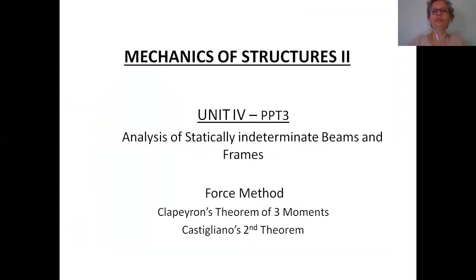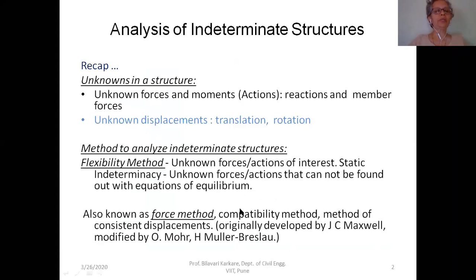So today we are going to start with the actual problems. It's unit 4, as you remember. In the recap, we have unknowns to be found out in a structure. Now we will start with finding out unknown forces and reactions. The method of analysis is known as the flexibility method, wherein we want to find out the unknown forces or the actions. First of all, we have to find out static indeterminacy, or the number of unknown forces which cannot be found out with the help of equilibrium equations.